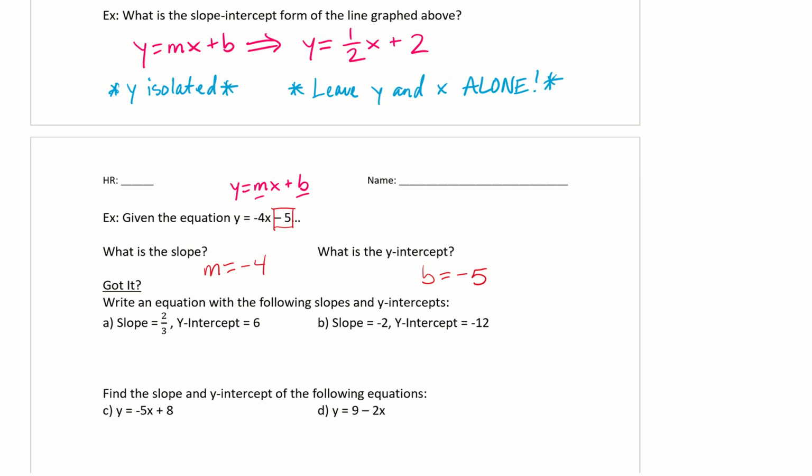Okay. I want you to go ahead and pause the video and you are going to do the got it problem A, and then the got it problem B. And you're also going to do got it problem C and D that are on this page as well. So pause the video, go ahead and do those, and you can resume the video again.